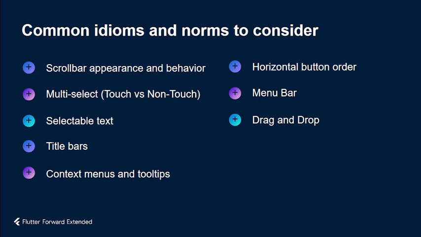Horizontal button order. On Windows, when presenting a row of buttons, the confirmation button is placed at the start of the row, or the left side, but on other platforms it's the opposite. The confirmation button is placed at the end of the row, or the right side. You can check that on iOS as well as on Windows or macOS. You will see there's a difference.